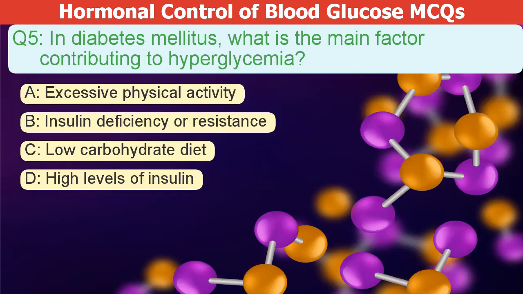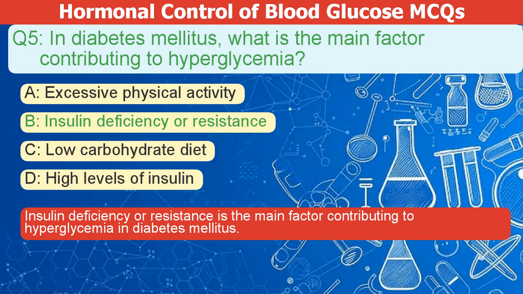In diabetes mellitus, what is the main factor contributing to hyperglycemia? A. Excessive physical activity. B. Insulin deficiency or resistance. C. Low carbohydrate diet. D. High levels of insulin. The correct answer is B. Insulin deficiency or resistance is the main factor contributing to high blood sugar in diabetes.